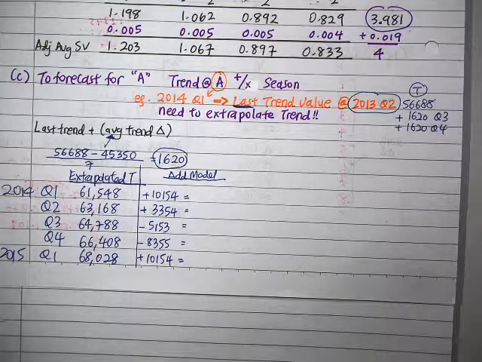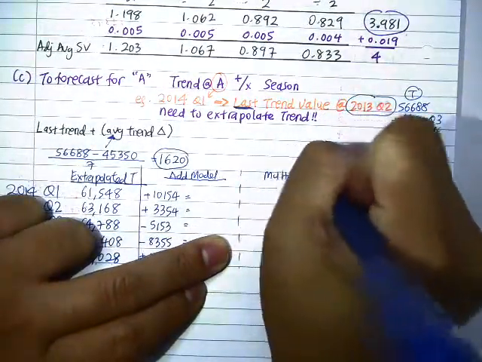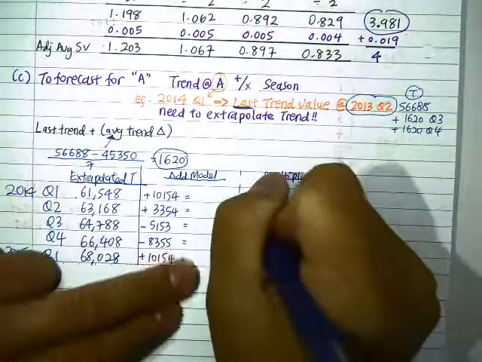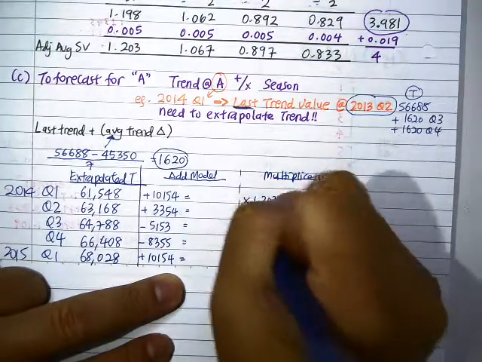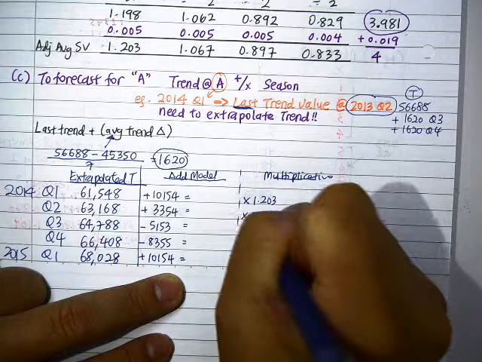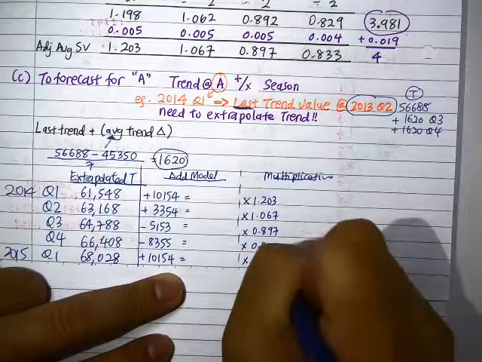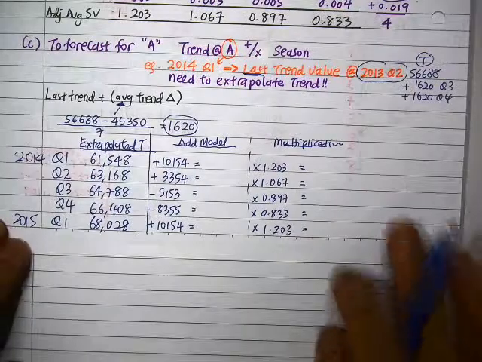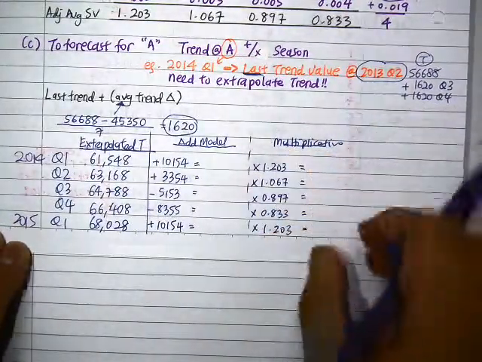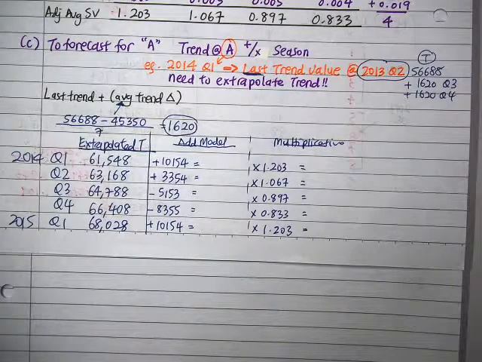Now if you are using multiplicative, what you do then is you multiply with whatever value you have here, and then you get the answer. Okay. Now, so I leave you with the final answer. Now, so that's it on the technique. So I'm just discussing with you the technique.